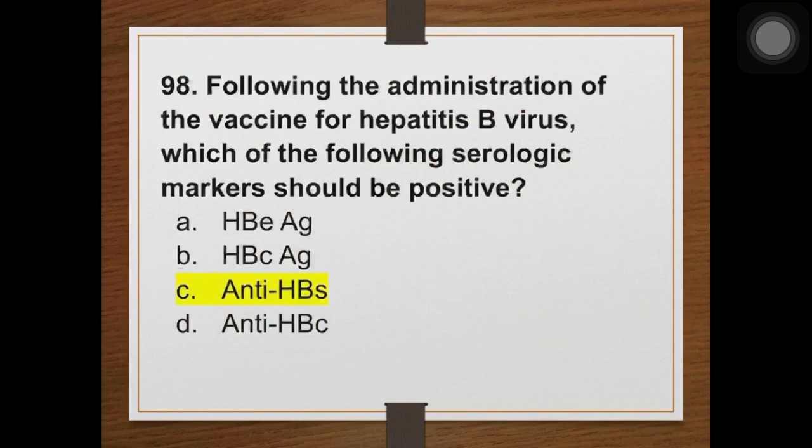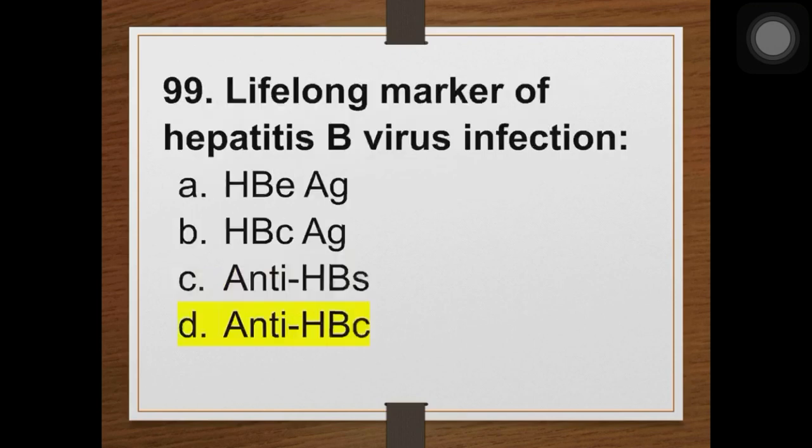Next, number 98, following the administration of vaccine for Hep B virus, which of the following serologic markers should be positive? Anti-HBs, a marker for past infection or immune state. Next, number 99, lifelong marker of Hep B virus infection.